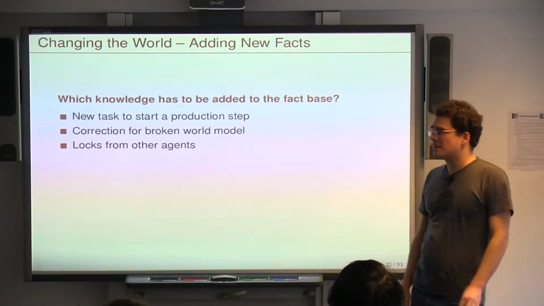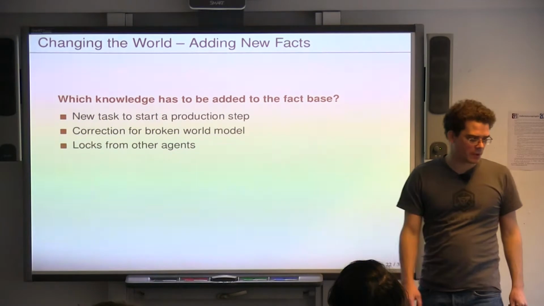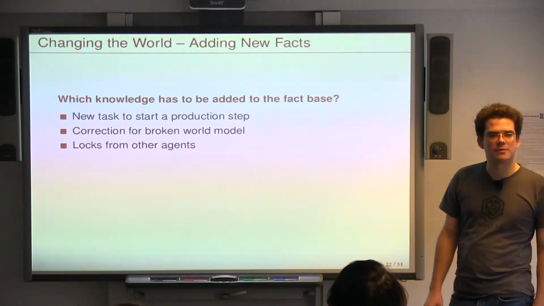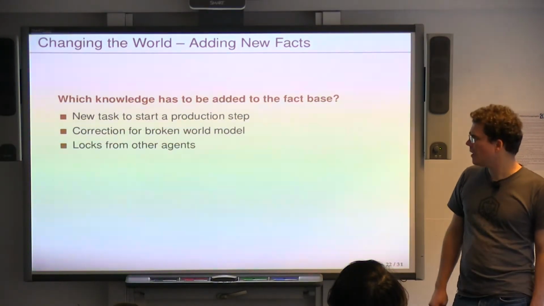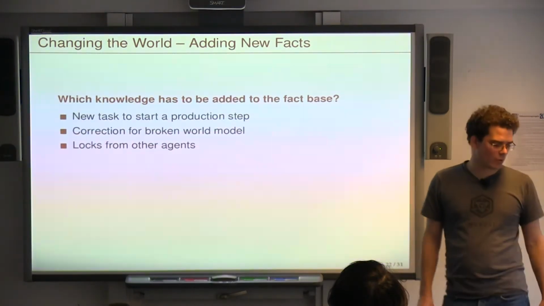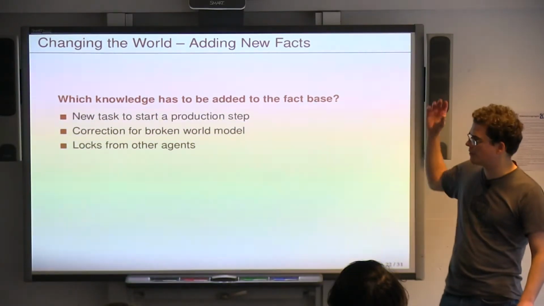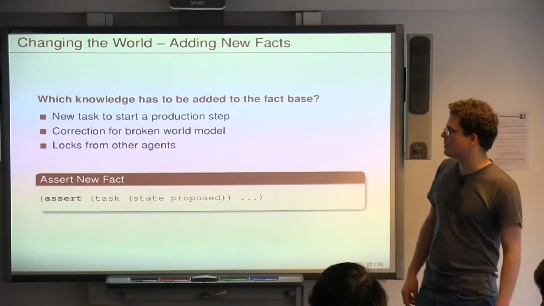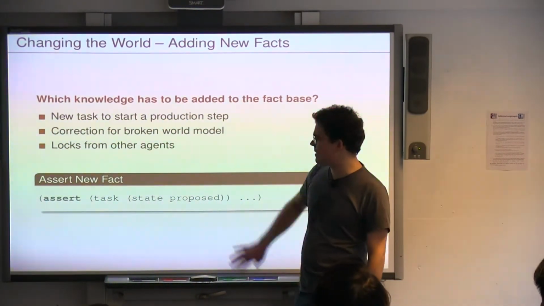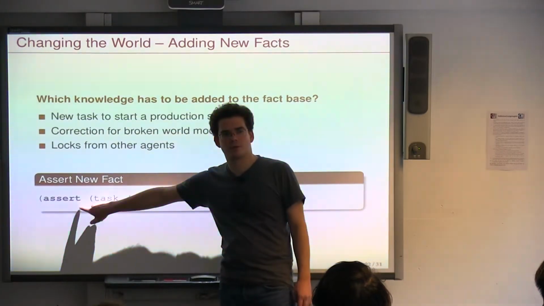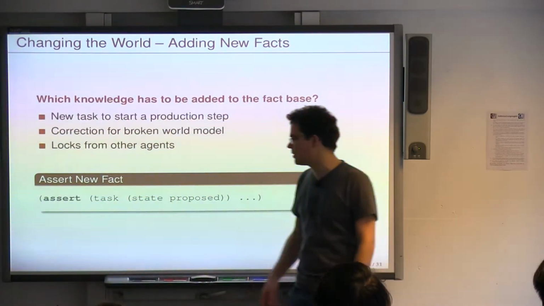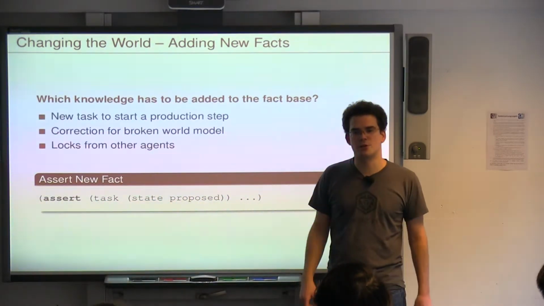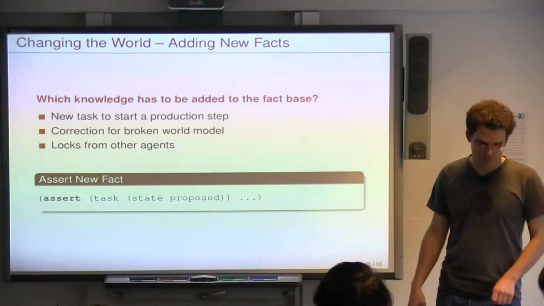So next, how do we get new stuff in there and why would we do this? So typical stuff is adding a new task to a production step, or maybe correcting a broken world model, or writing the logs we're getting from other agents into our world model. You can simply add facts with the keyword assert. So assertion is always adding something to the knowledge base. And then you simply state the fact as you would read it also in the knowledge base. So this is very straightforward.